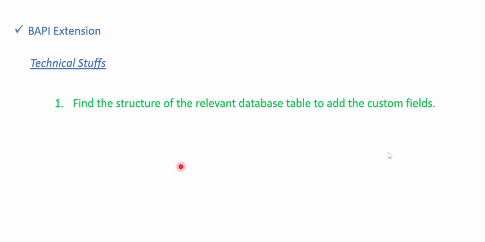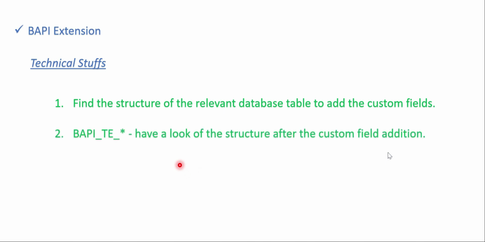And technical steps: find the structure of the relevant database table, which I already did. This is the one we have to look into, which is nothing but the structure after the custom field addition. Once the custom field is done, you need to identify the structure name. Normally those structures start with BAPI_T_. It's mostly relevant to your BAPI structure name. I'll show you in the system.